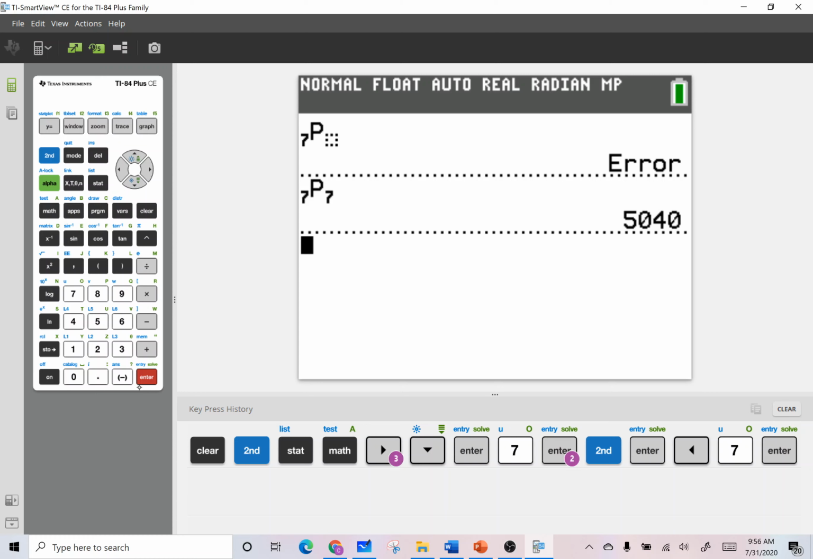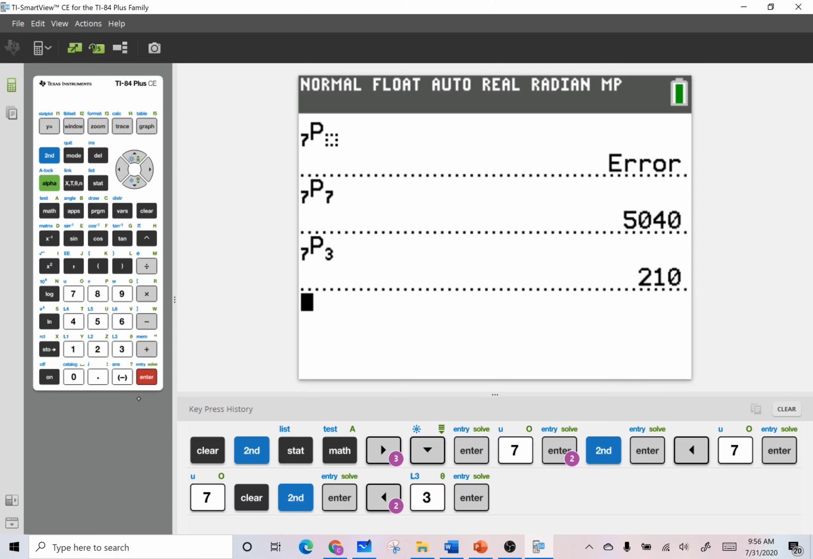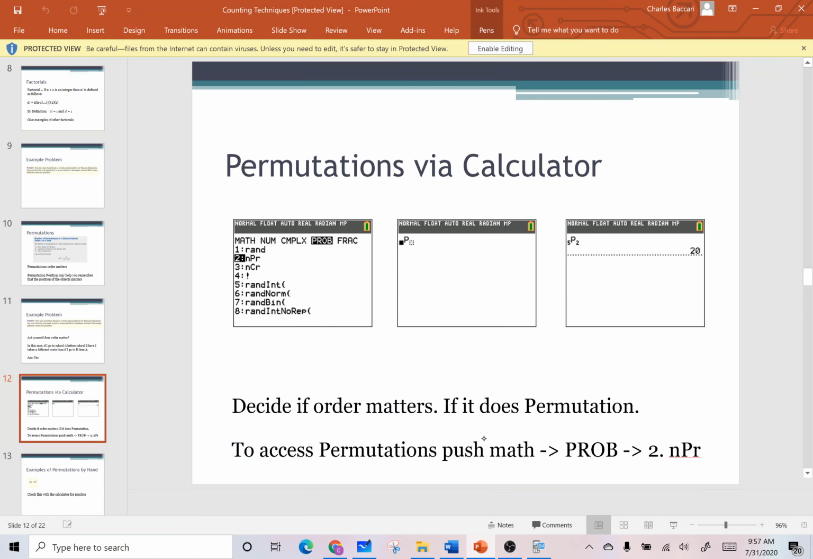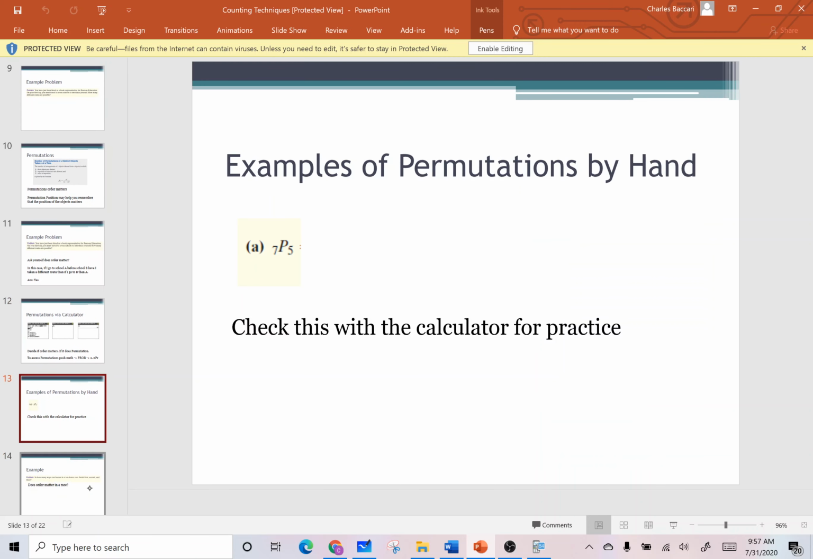If we only had to go to 3 schools, then it would be 7 nPr 3, which would significantly lower your choices. So if I do that again, let's pretend we only had to go to 3 of the 7 schools, not all of them. 210 ways, and so on and so forth. Let's go back to the PowerPoint. You go to math, probability, and then nPr, and then you can take that.